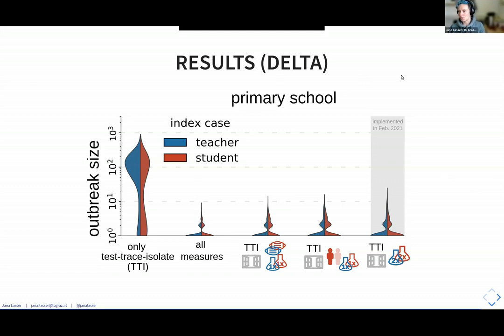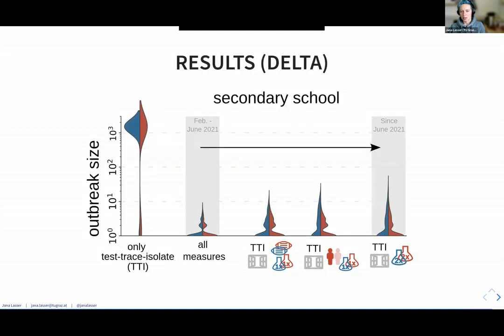This was only relevant for the Delta period. These results are for Delta. But it was quite nice that we could find some very actionable results that were then also implemented. The same goes for secondary schools. The main outcome here is that secondary schools need more measures than primary schools because there are more contacts there. It makes a lot of sense. And for Delta, at least, a combination of 3 different measures was sufficient to control outbreaks in secondary schools, whereas in primary schools, you only needed 2.